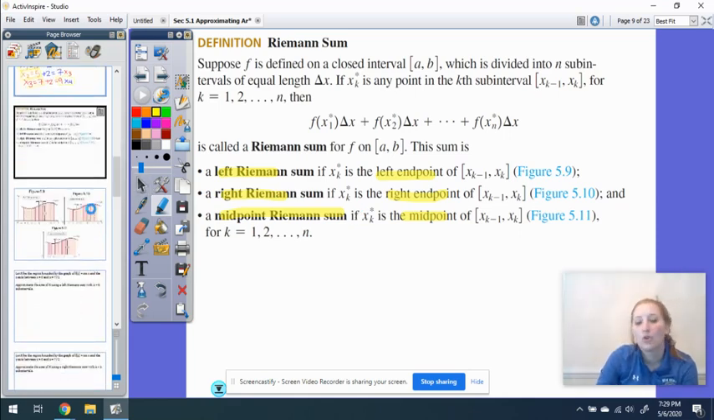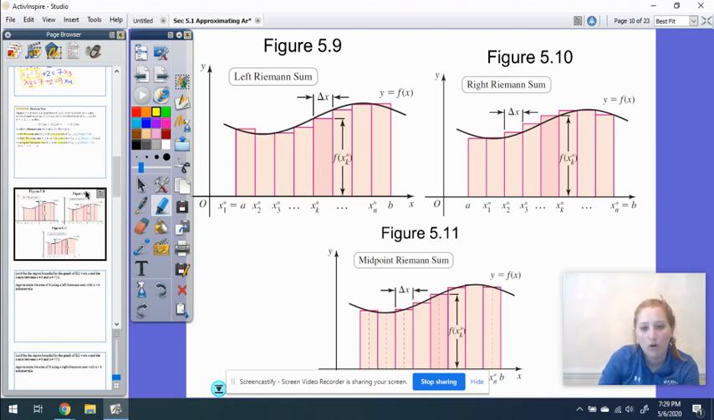Okay, so here's just an image for what it looks like. You will notice that each of the left points of my interval is making the bound for the rectangle. And here, each of the right points is making that bound. And then the midpoint is making the rectangles for this one.